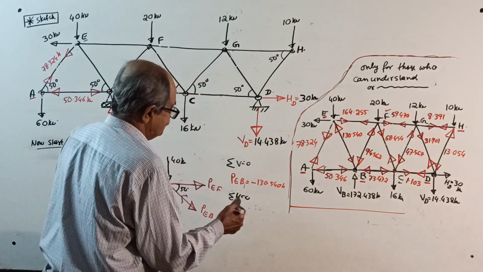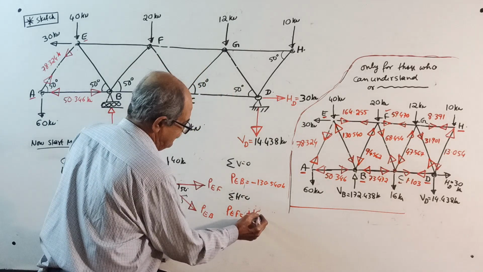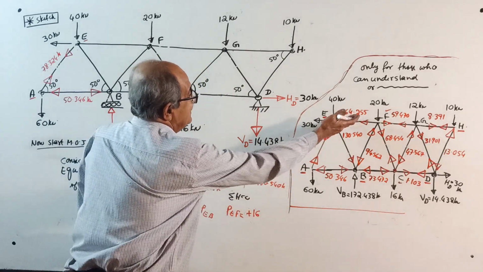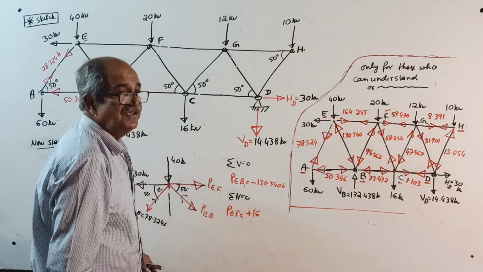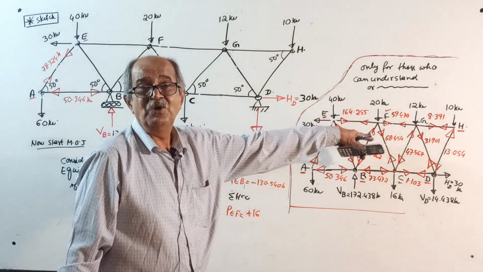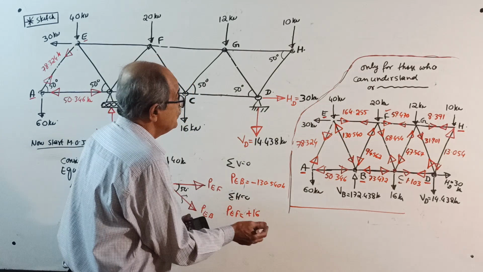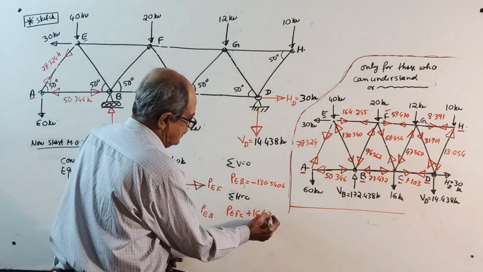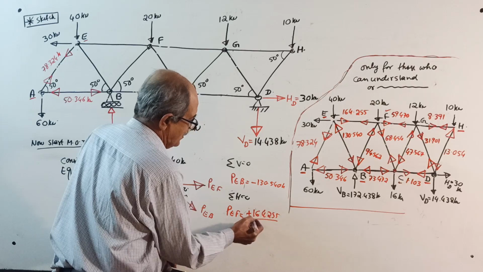PF will come plus 164 point. People will start laughing. Sir, you are seeing there. Why should I not see there? That I only solved. Okay, this is an exercise for you. 164.255 kilonewton, over.